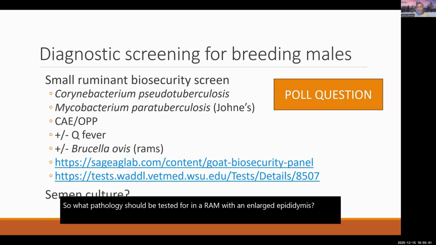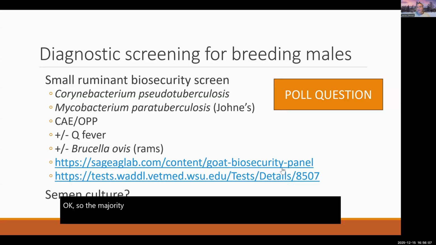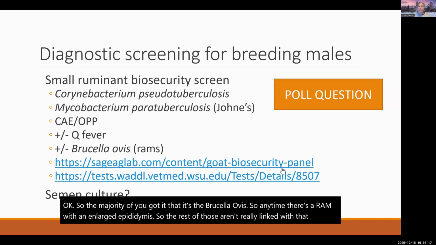It seems like I honed in on that well enough for the majority of you. Okay. Yeah, so the majority of you got it, that it's the Brucella ovis. So anytime there's a ram with an enlarged epididymis. So the rest of those aren't really linked with that at all. So that's what we've got.